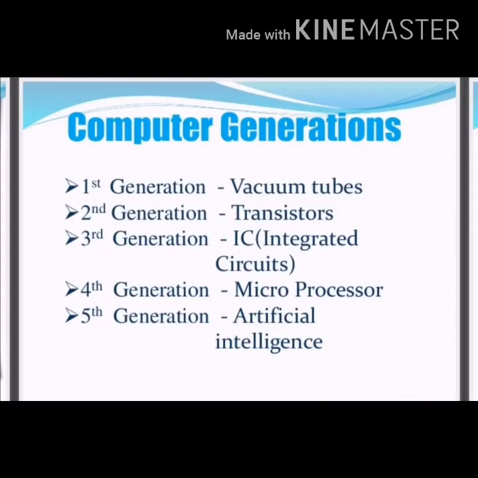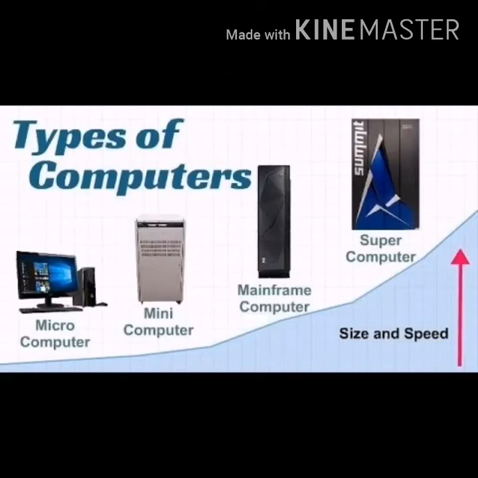Here is the list of generations of computers and what they used. First generation: vacuum tubes. Second generation: transistors. Third generation: IC, which is integrated circuits. Fourth generation: microprocessor. Fifth generation: artificial intelligence.